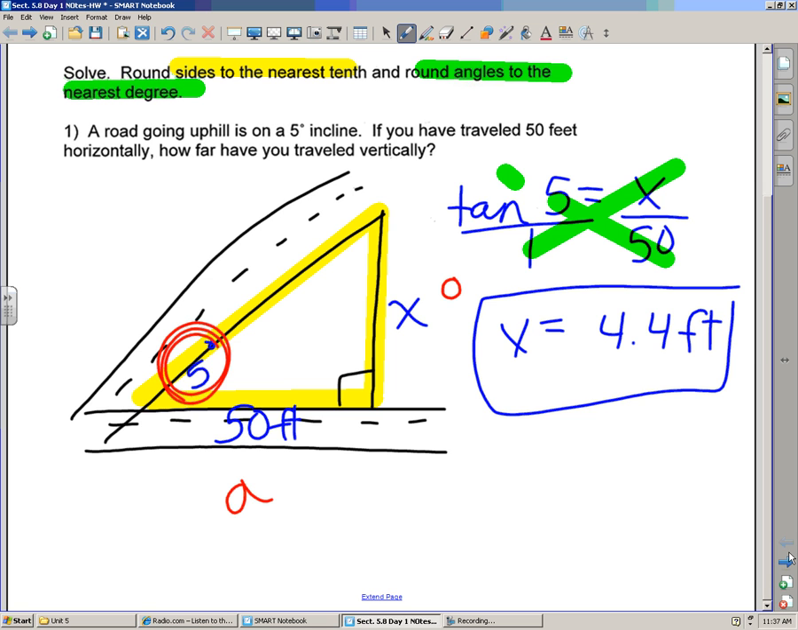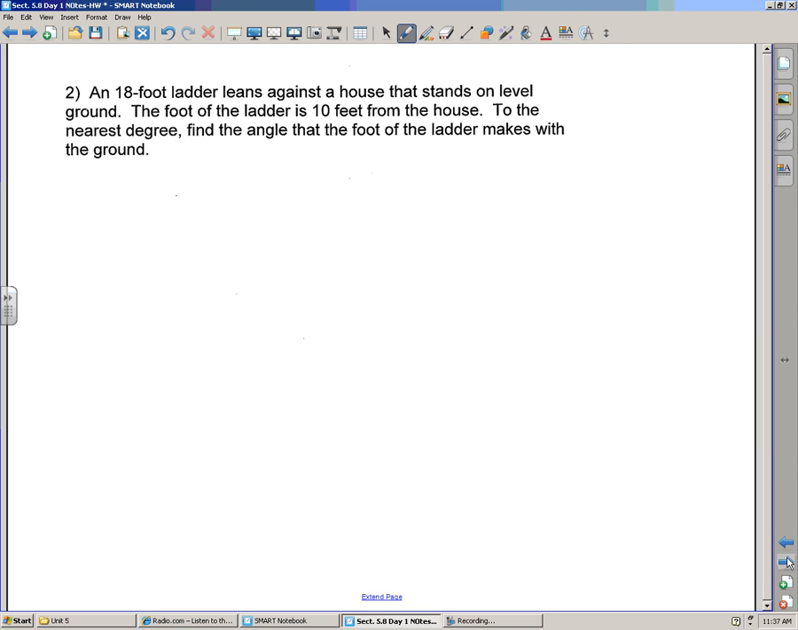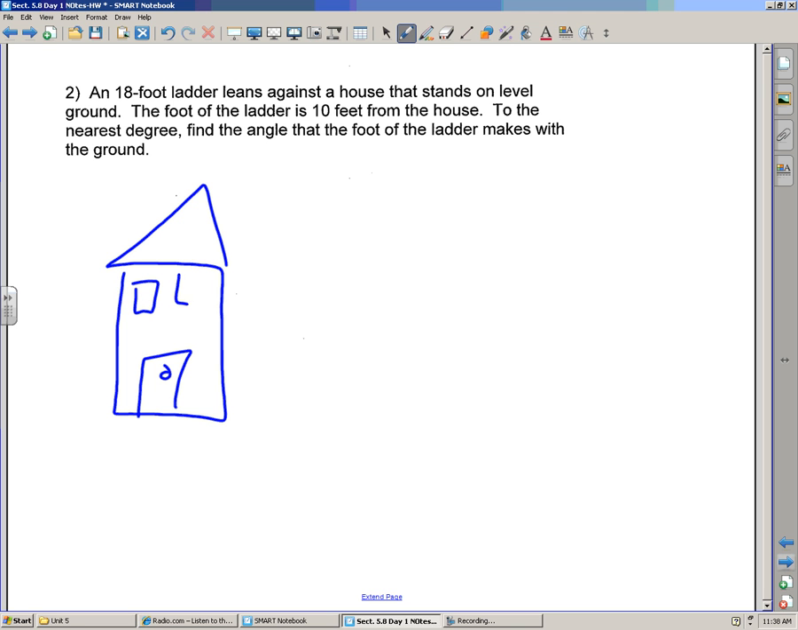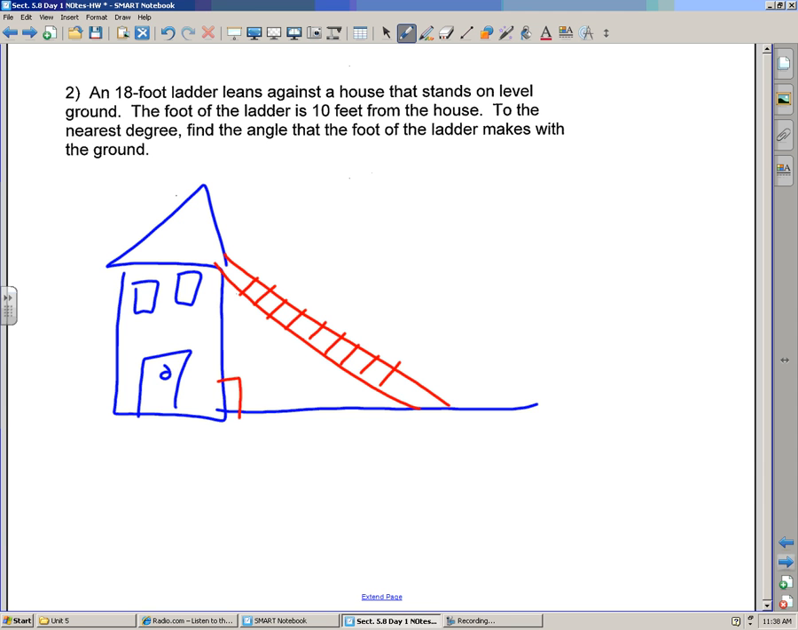Let's take a look at this next one. An 18-foot ladder leans against a house that stands on level ground. The foot of the ladder is 10 feet from the house. To the nearest degree, find the angle that the foot of the ladder makes with the ground. So here's my house, and my house is on level ground. I've got a ladder leaning against my house. Since the house is on level ground, there's my right angle. So I do in fact have a right triangle, right here.